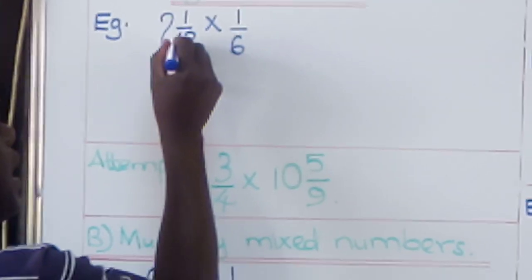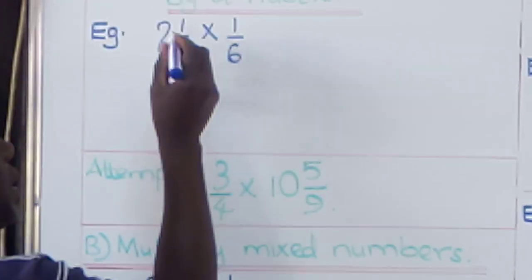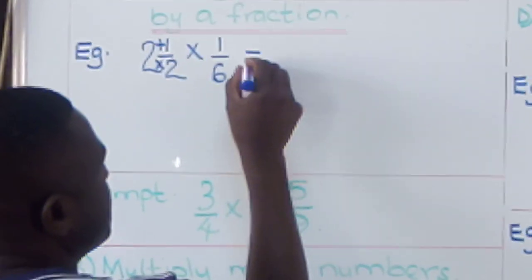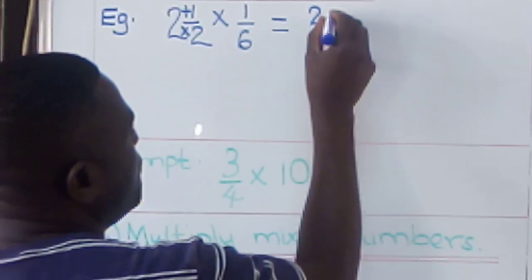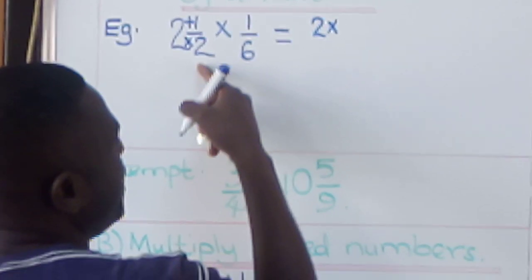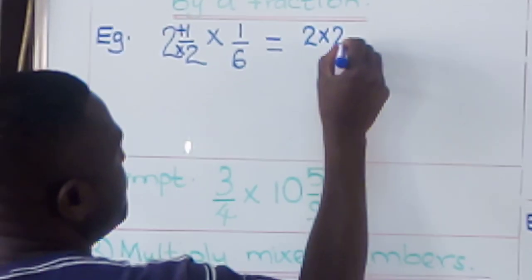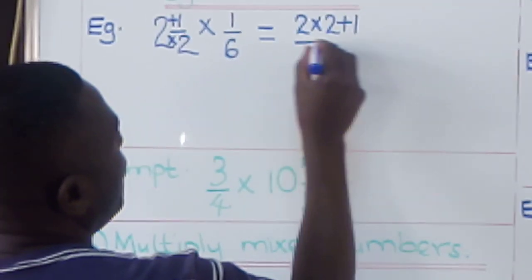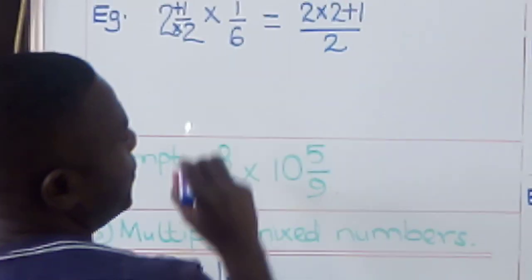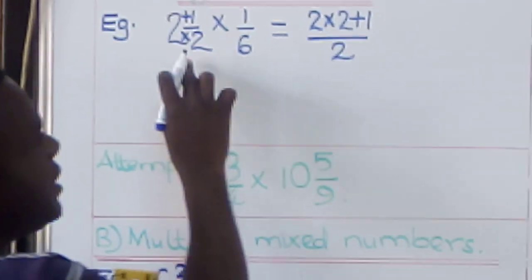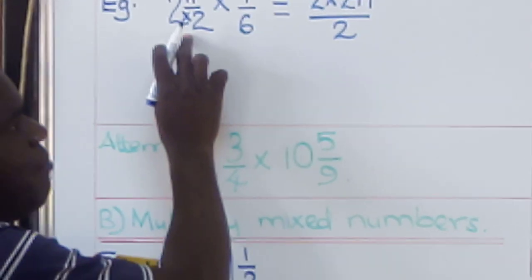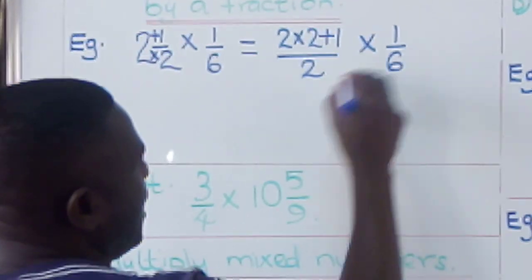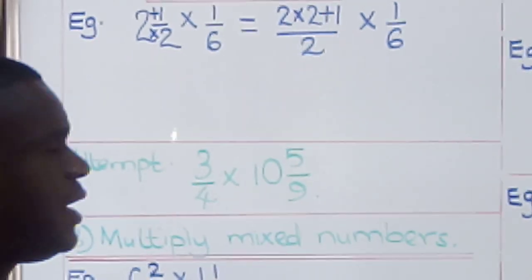So we multiply the denominator by the whole number, then we add the numerator. And so our first step would be 2, that denominator, times 2, that whole number, plus 1, all over 2. That is the first mixed number. Then we multiply by 1 over 6. I hope up to there you have understood.